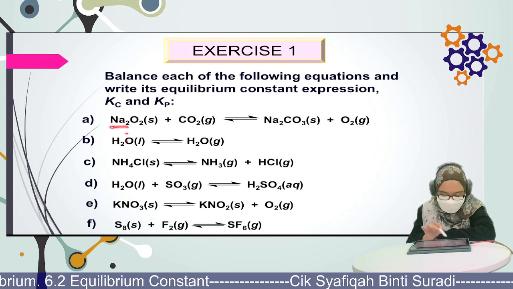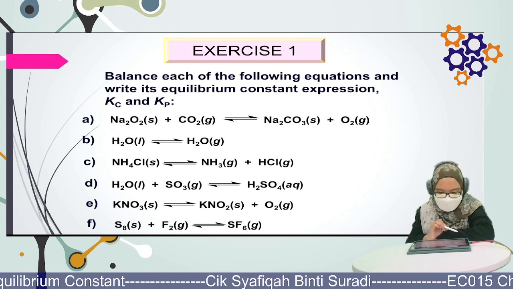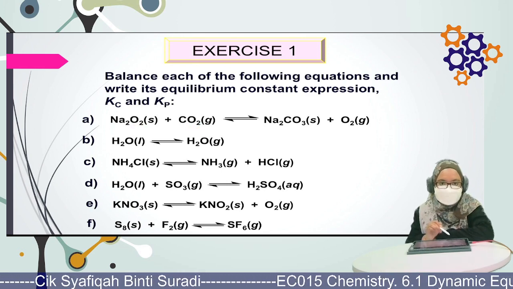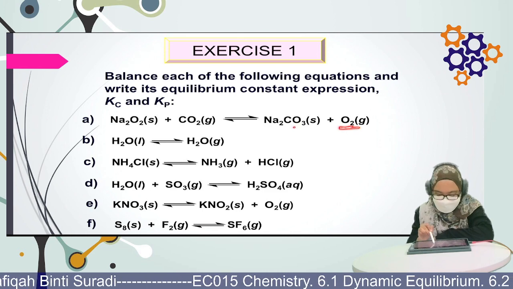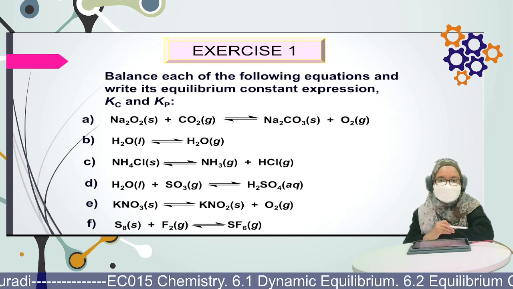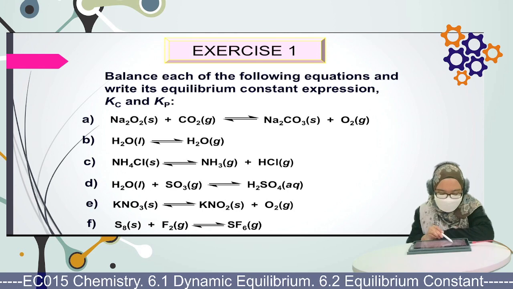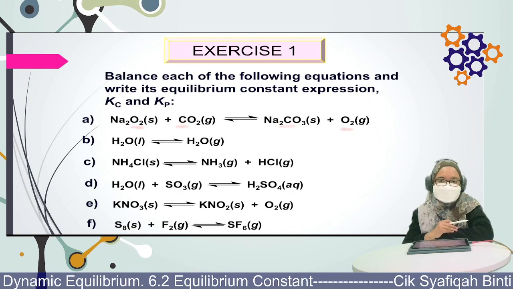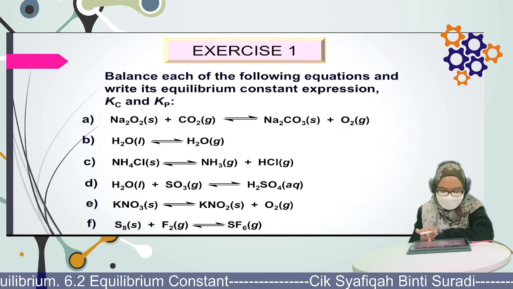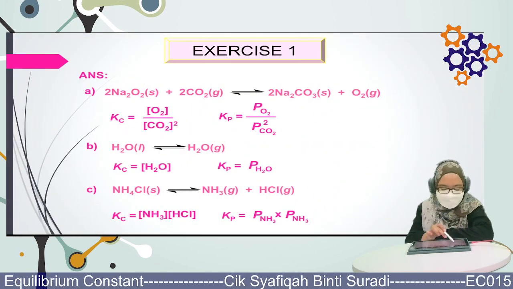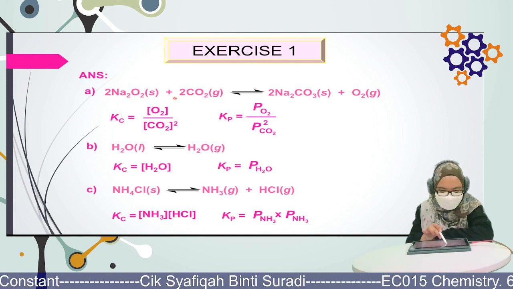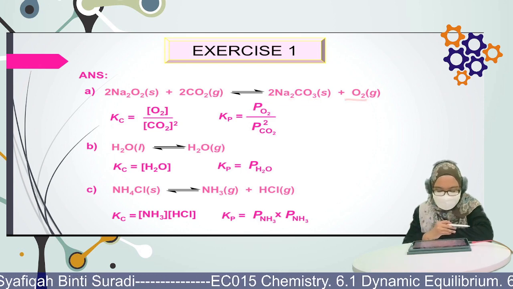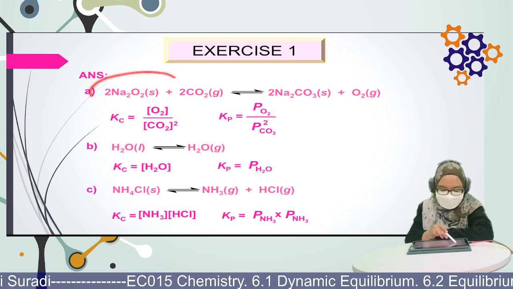So tengok, Na ada 2, ini pun ada 2 Na. Kita ada 2 campur 2, 4. Kita ada 4 oksigen, kat sini ada 2, 5 oksigen saja. So dekat sini kita kena balancekan oksigen. And then bila kita balance oksigen, kita punya carbon ni pun akan berbeza. So kita kena balance lah. Okay, so kalau kita balance, kita dapat 2Na2O2 plus 2CO2 to form 2Na2CO3 plus O2. Okay, ni yang kita dah balance tadi.